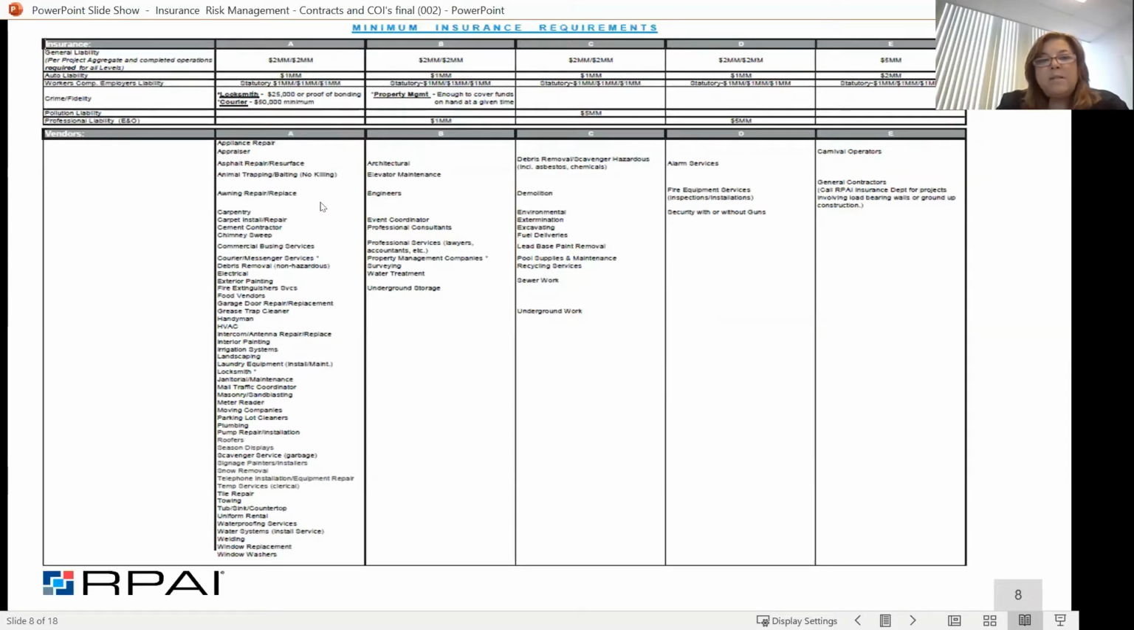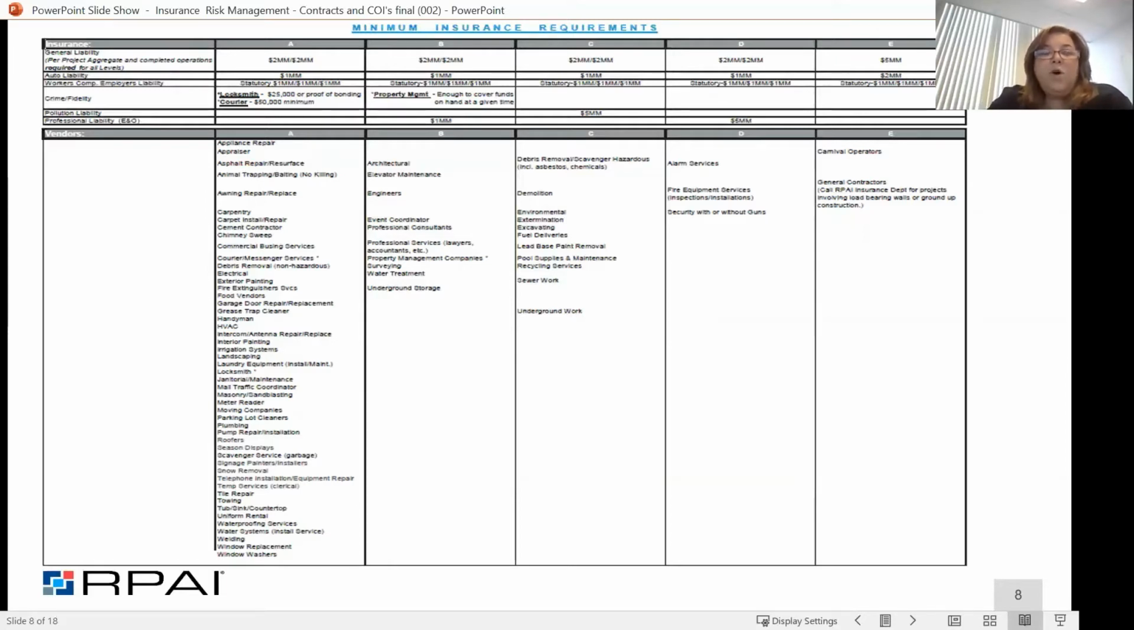And we're basically saying that we require them to carry a minimum of $1 million in general liability. We require them to carry the statutory requirements under workers' compensation, and then the statutory limits of $1 million. We require $1 million of auto. If you are a locksmith or a property manager, we're saying that you need to have crime.